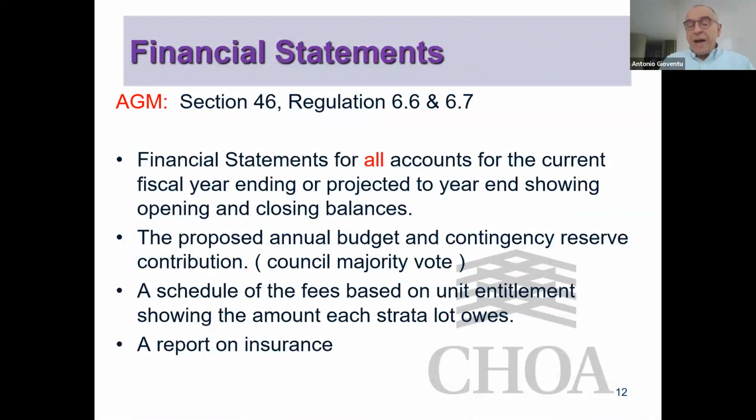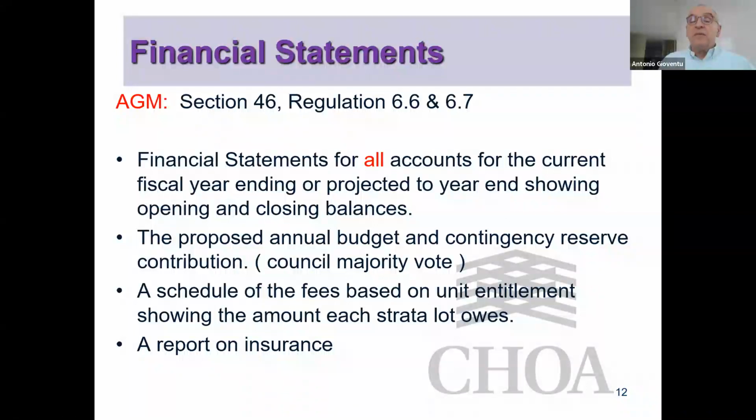Your financial statements that you have to include, this is a must for your annual general meeting. This is your notice package. You have to include a financial statement for all accounts. You have to show the current fiscal year ending amounts or the projected year end showing what the opening and closing balances are. If your AGM is before the fiscal year end, your financial reports are going to show projections. If it's after the fiscal year end, which many strata corporations do, and they wait till about 45 days after the end of the fiscal year so they can have their meeting and get their financial reports, they then provide the financial updates.